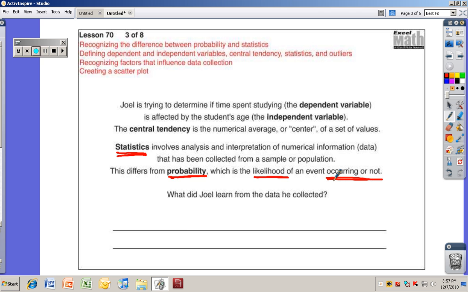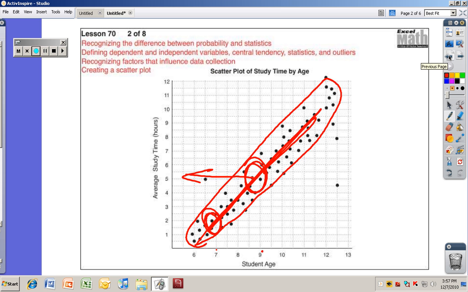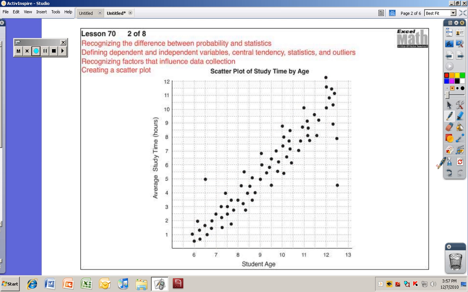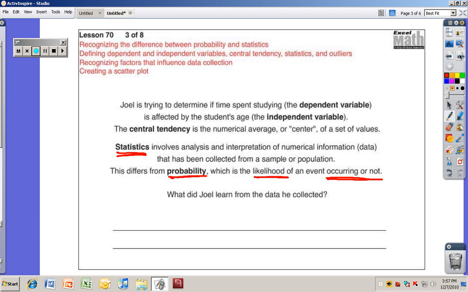So we go back and we look at the chart, and from looking at this, what can he learn? Go ahead and write down a sentence that explains what you think Joel could find out by looking at these individuals that he surveyed. What information does that give him about study time? Write that down, pause the video, and then start it up when you're ready to see the answer.